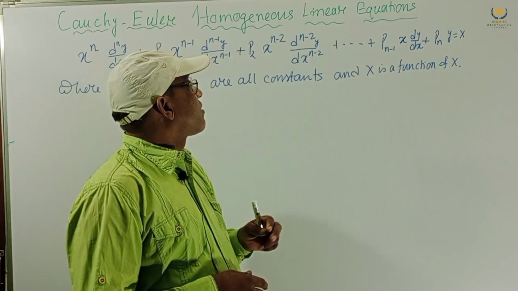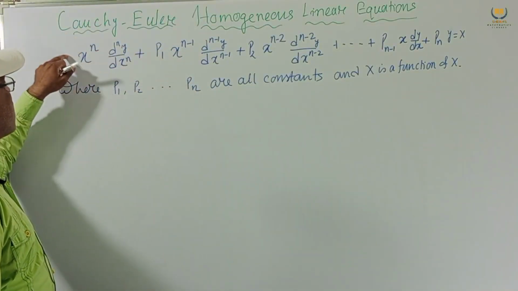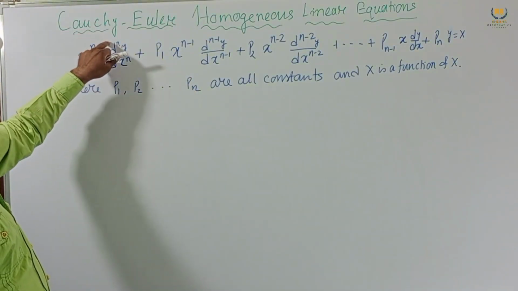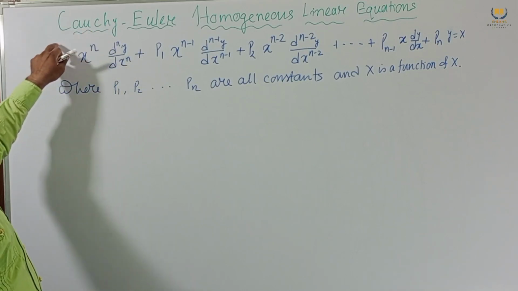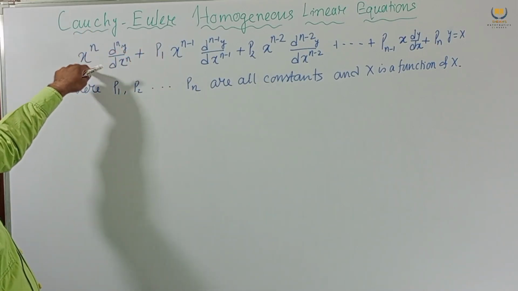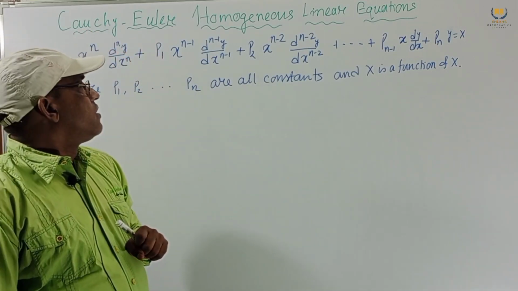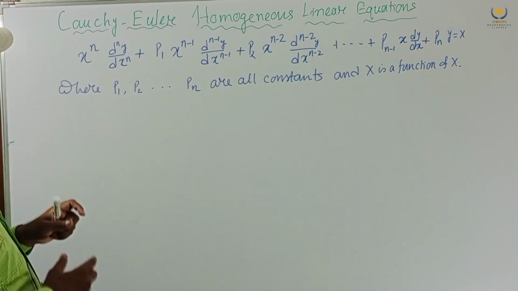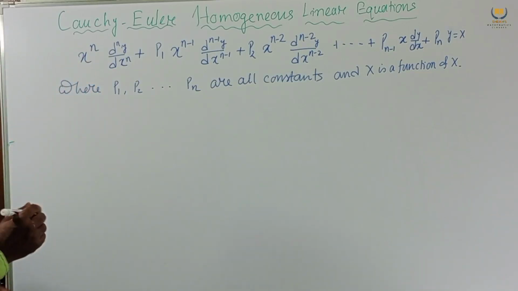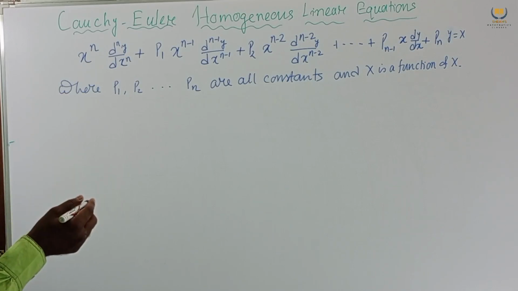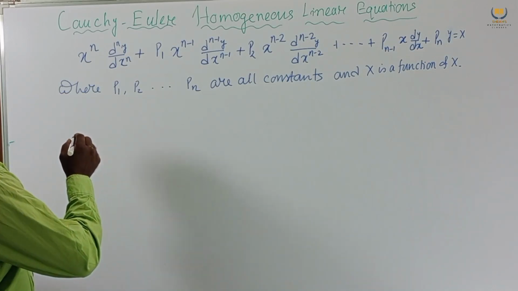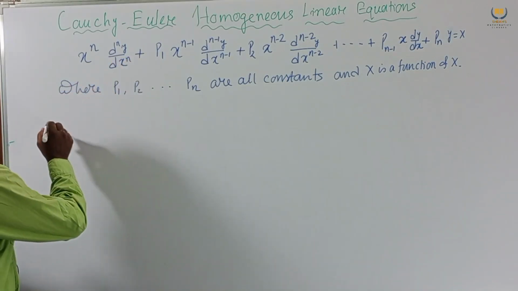We solved some problems in earlier videos. In all those problems, the coefficient of the highest-order derivative was 1. But here the coefficient is x to the power n. So this type of equation is called a Cauchy-Euler homogeneous linear equation. Now, how do we solve this problem?